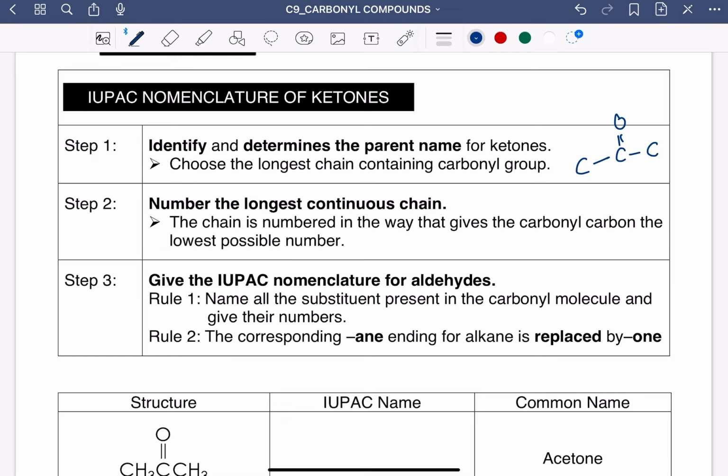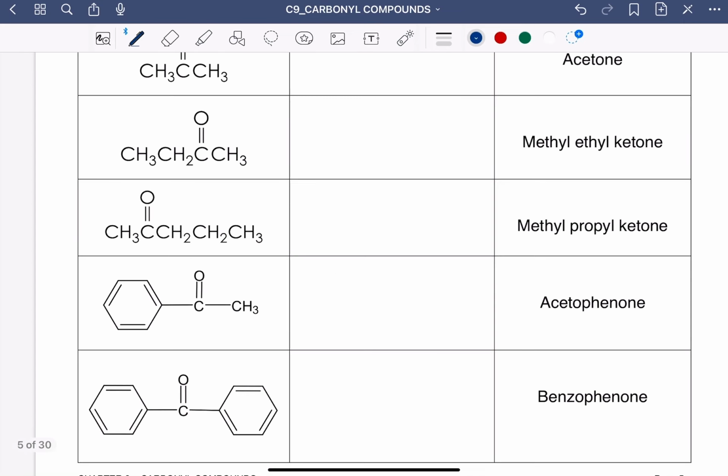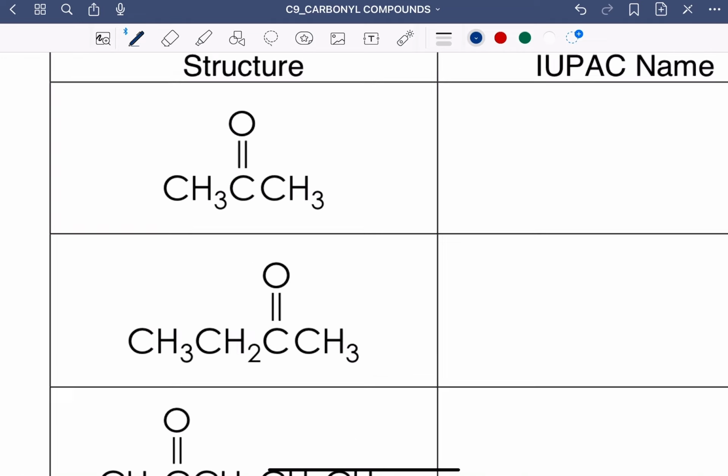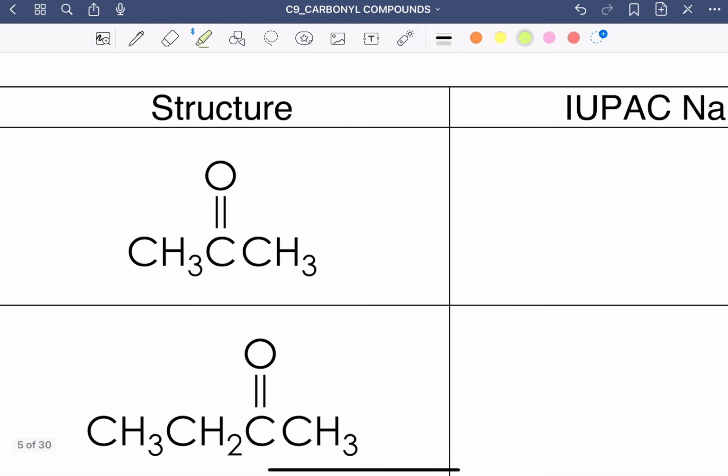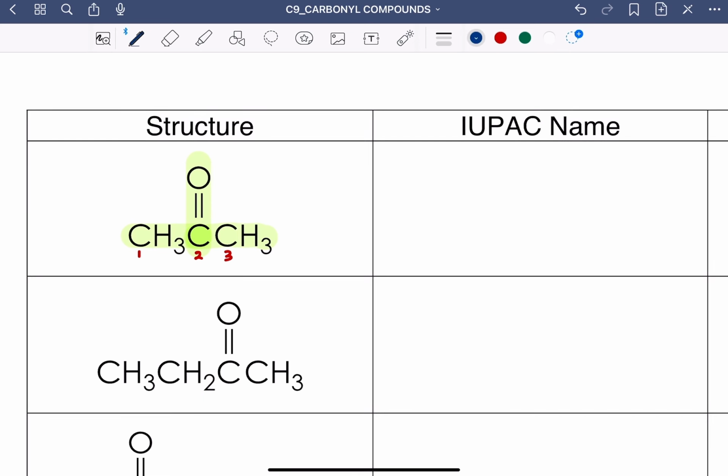You need at least 3 carbons, which is the carbonyl in the middle, another 1 carbon at the left side, and another 1 carbon at the right side. So the lowest should be 3. So let's take a look like this. So this is carbonyl group. You have 1 carbon here and 1 carbon here. So how do we give the numbering? 1, 2, 3. We have 3 carbon, and therefore this one is propanone.